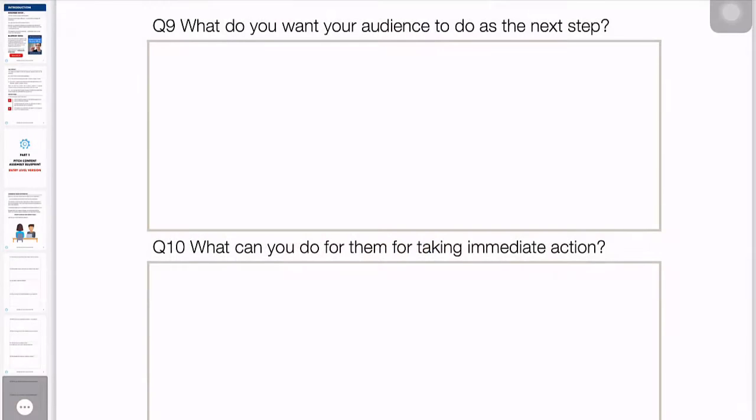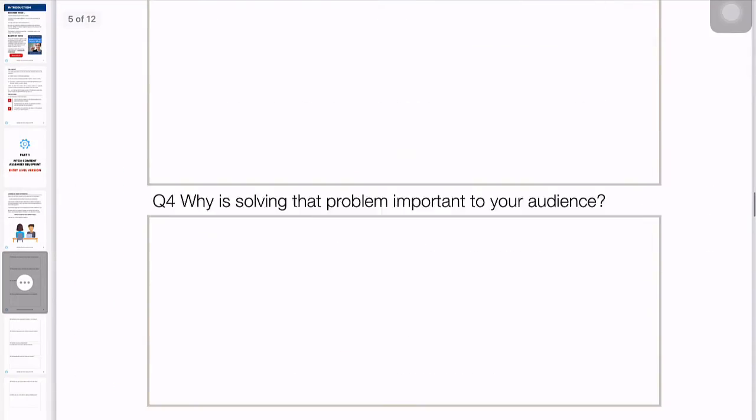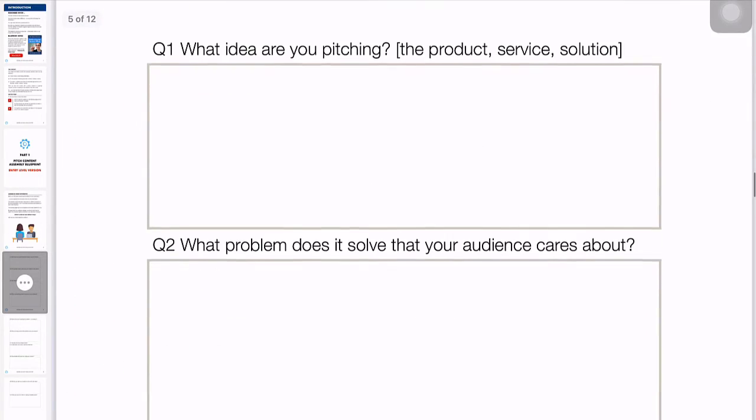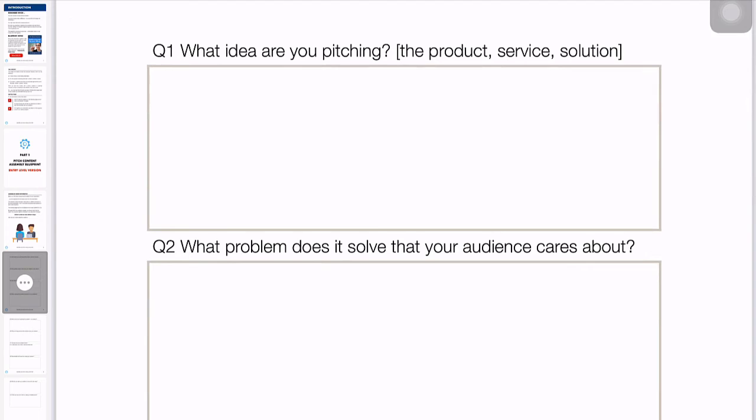And then question 10 answers the question, what you can do for them for taking immediate action, right? Not only do I want you to take up this offer, if you do it now, here's going to be some benefits. So effectively what we've got there is 10 questions that if you use those questions effectively, what they're going to do is allow you to assemble the right information so that when you deliver your presentation, it's going to be in the correct order.